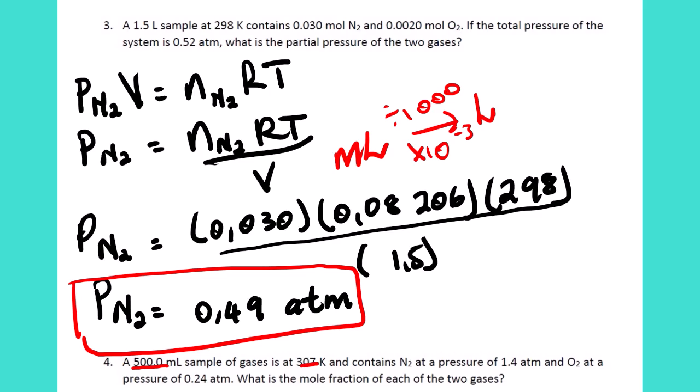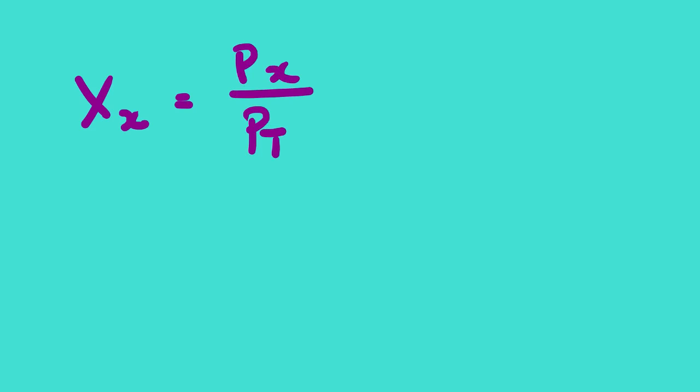So we are given the volume, we are given the temperature. Since we are given the two, you can safely conclude that our ideal gas law can be used. The mixture contains N2 at a pressure of 1.4 and oxygen at the pressure of 0.25. These are partial pressures. So we are looking for mole fraction. We can quickly use this equation: mole fraction equals partial pressure of that particular gas over P total. This is the first method that we can use, but there is another method that we can actually use.